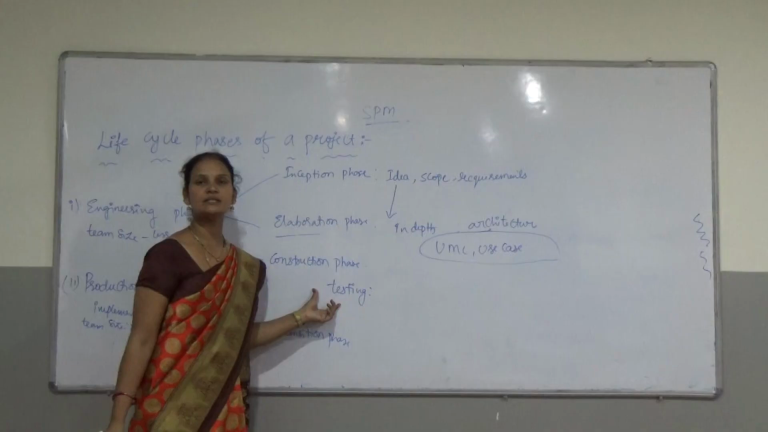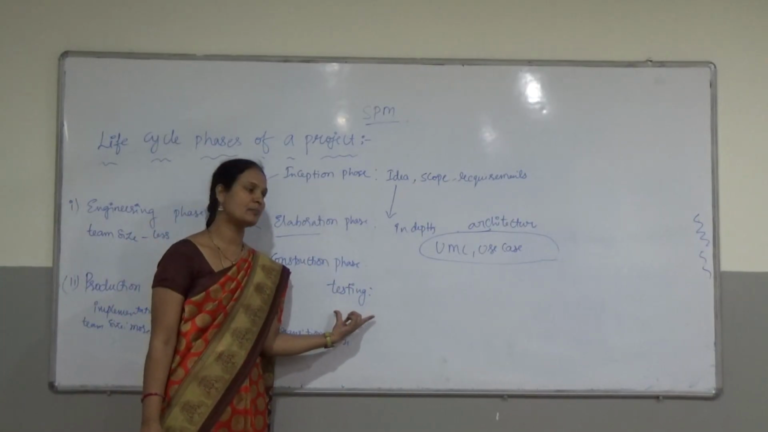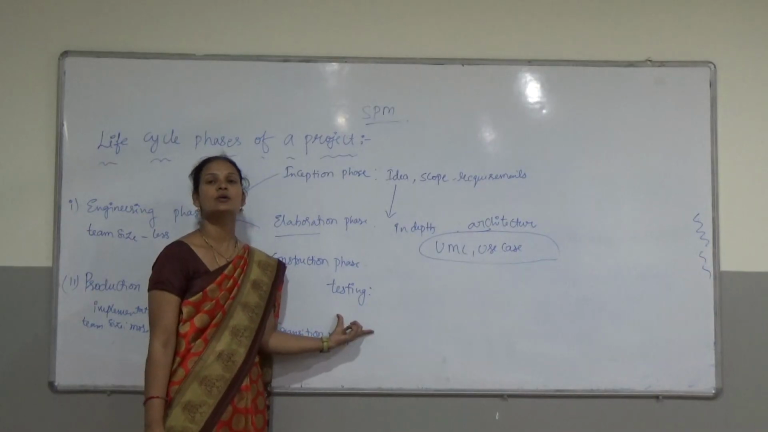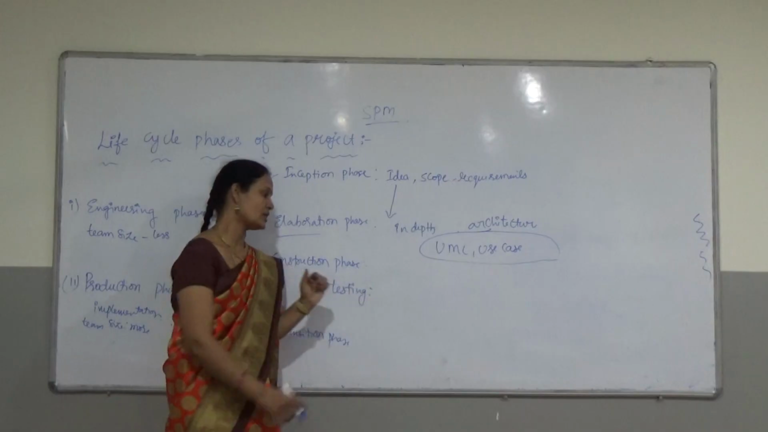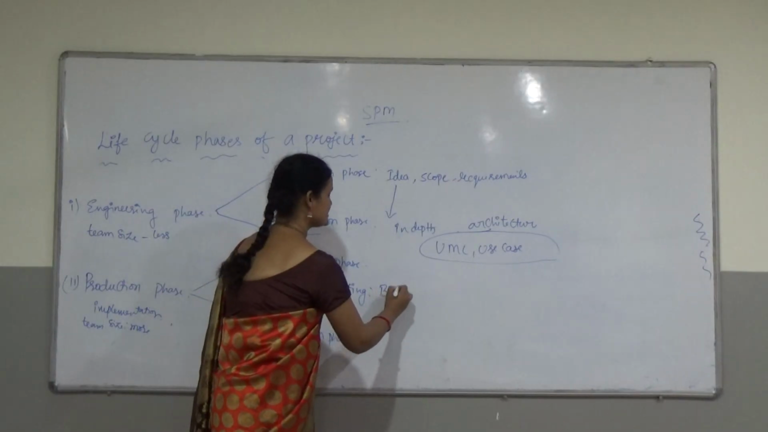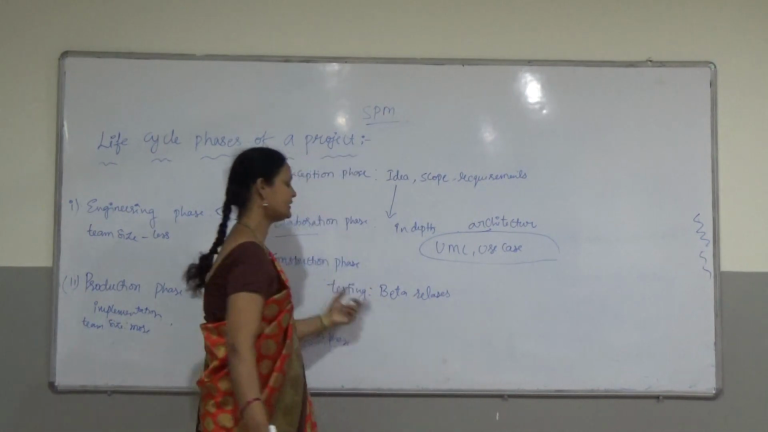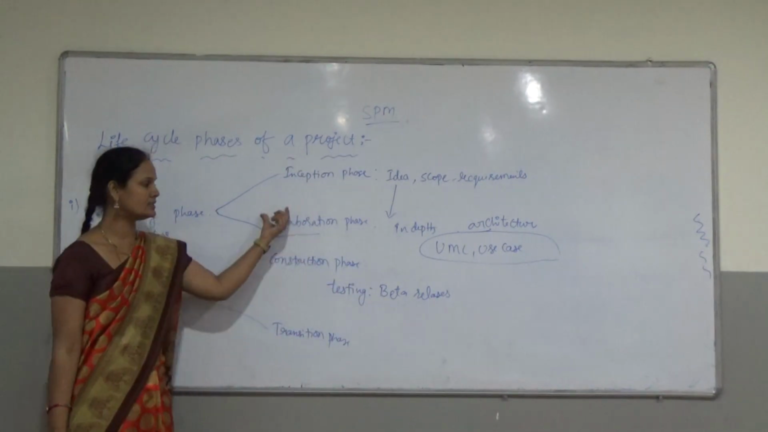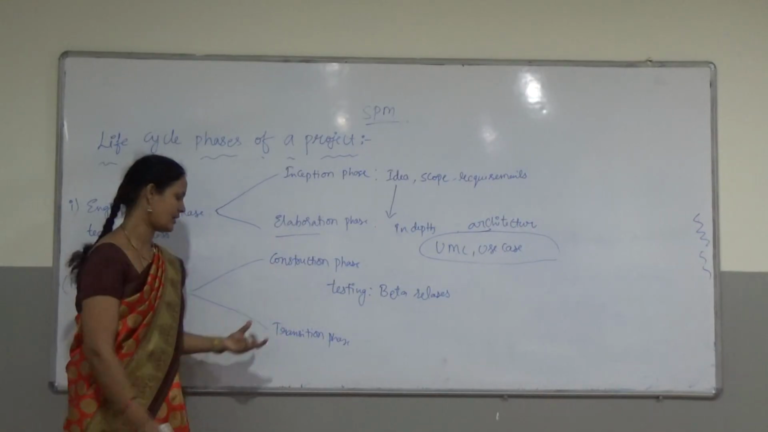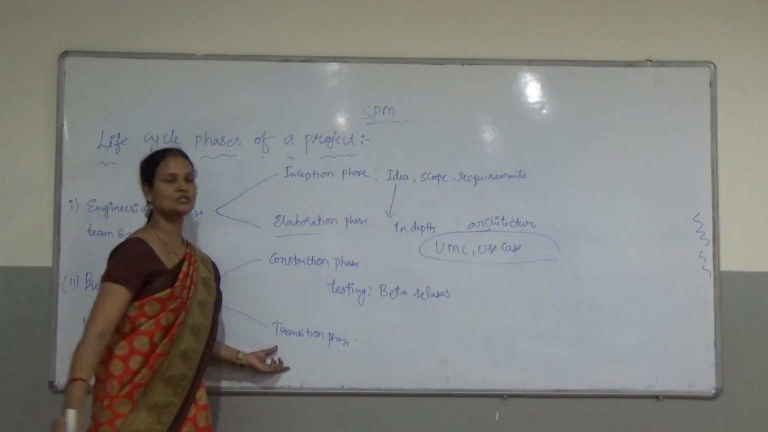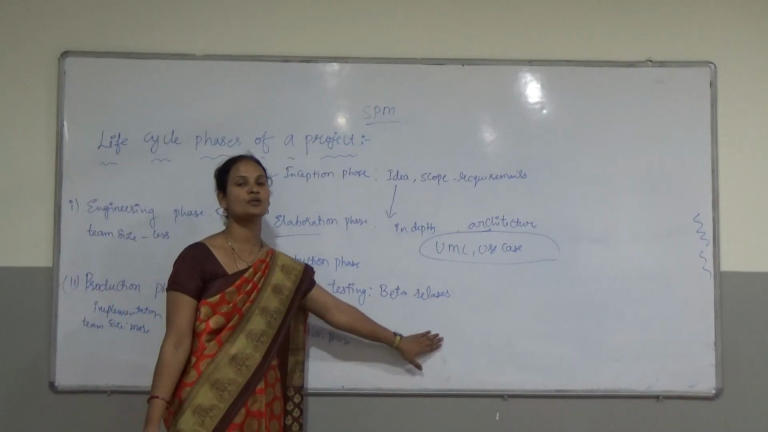Testing means the code will be tested, and if any errors or bugs are found, those will be cleared and the final output will be produced. So here beta releases, like testing, can be done, and finally we get the project without errors in the construction phase. And the last one is the transition phase. This we can say is the deployment of our project to the users.